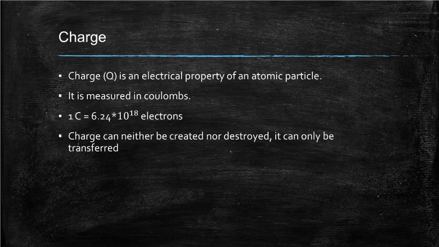Another basic concept is charge. Charge is an electrical property of an atomic particle. It is measured in coulombs. 1 coulomb of charge is equal to 6.24 times 10 raised to the power of 18 electrons. Charge can neither be created nor destroyed, it can only be transferred.